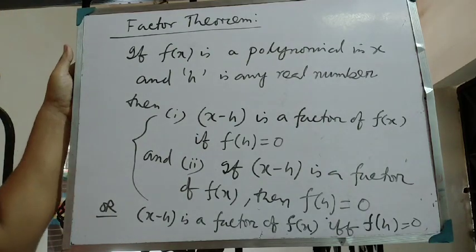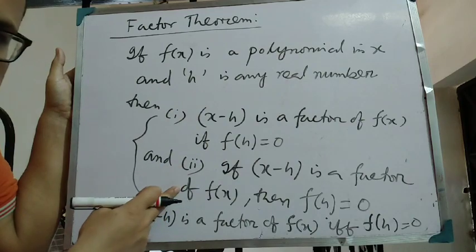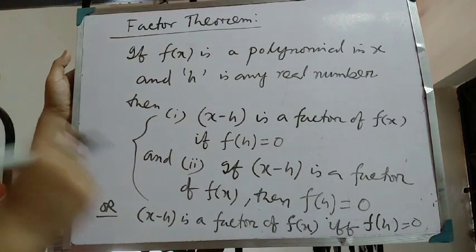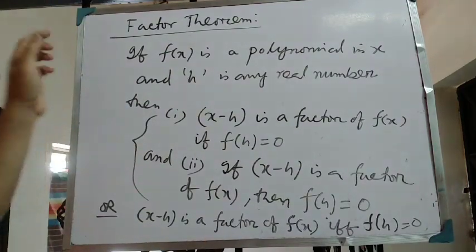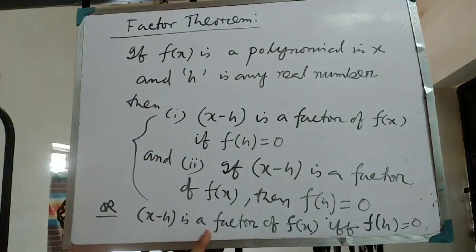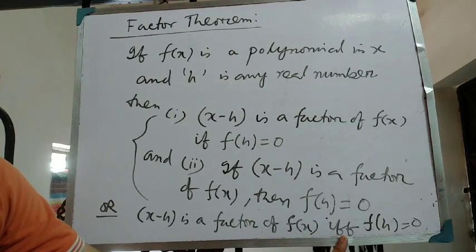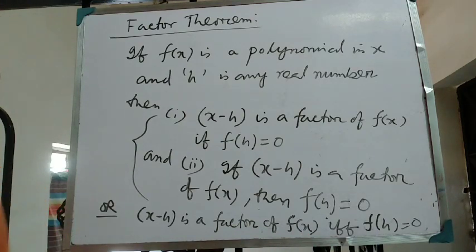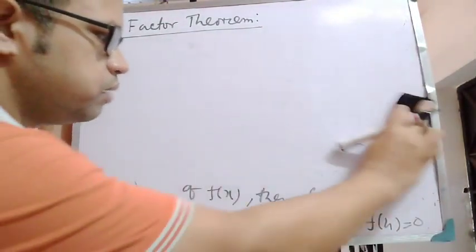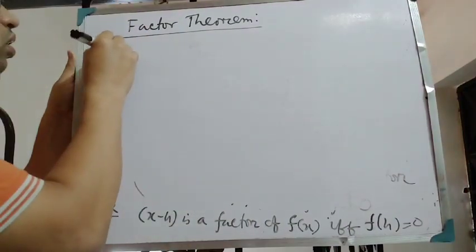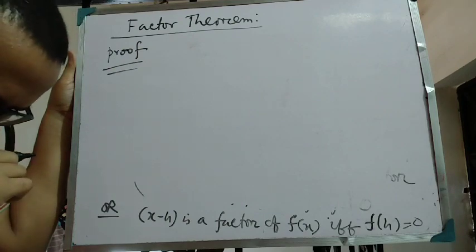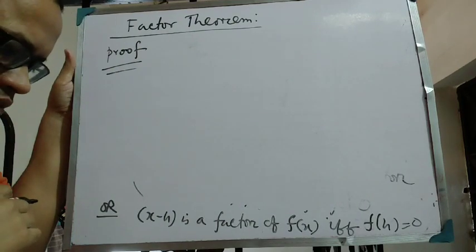Now for the proof of this theorem, one can write two different statements, two different lines, or a single line for the factor theorem. In a single line you can write: if f(x) is a polynomial in x and h is any real number, then x minus h is a factor of f(x) if and only if f(h) equals 0. So now I am going to discuss the proof of the theorem.